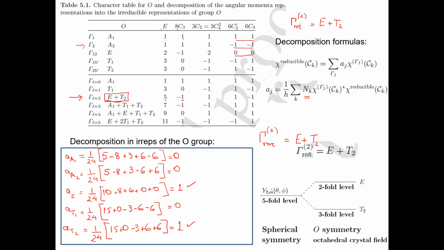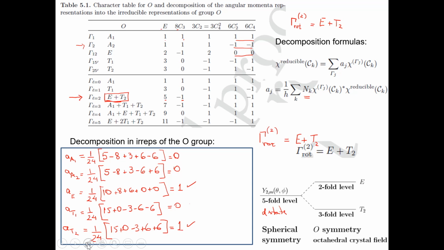Alright, so as I said before, this means that if I had originally a 5-fold degenerate state, which is a D state in spherical symmetry, when I have this in an octahedral crystal field with O symmetry, it will split into a 2-fold level of symmetry E and a 3-fold level of symmetry T2. Okay, so you see that this is a very powerful result of group theory.